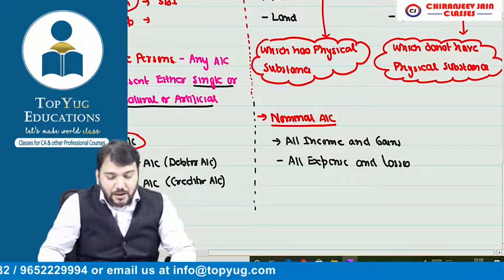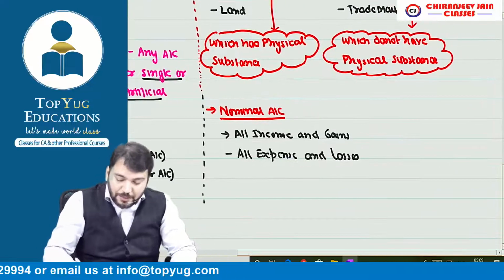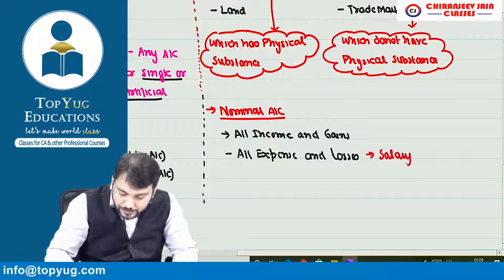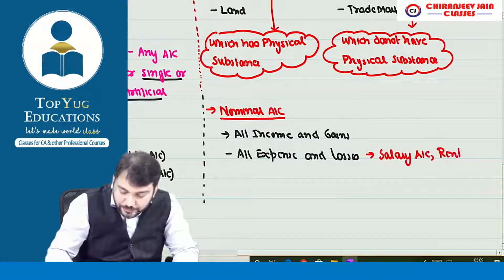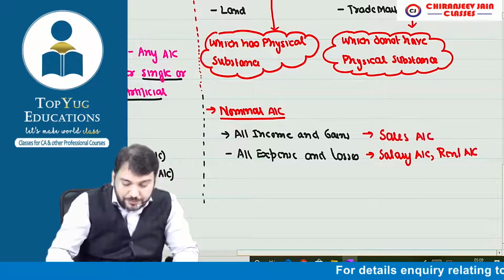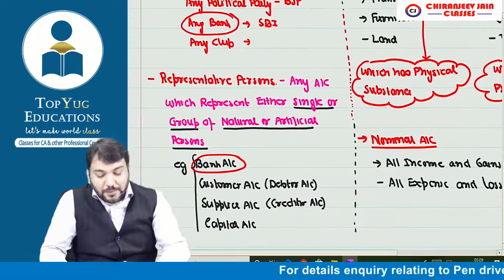Salary account, sales account, correct. Write examples also here. Under expense, write salary account, rent account. Correct. Here write sales account, etc. Okay, now, so we have done what?